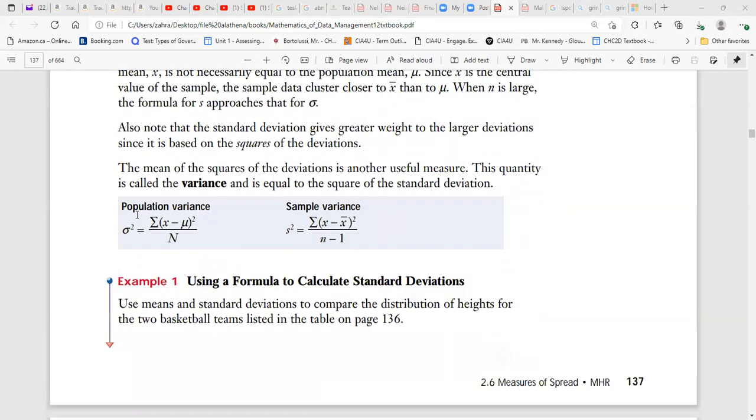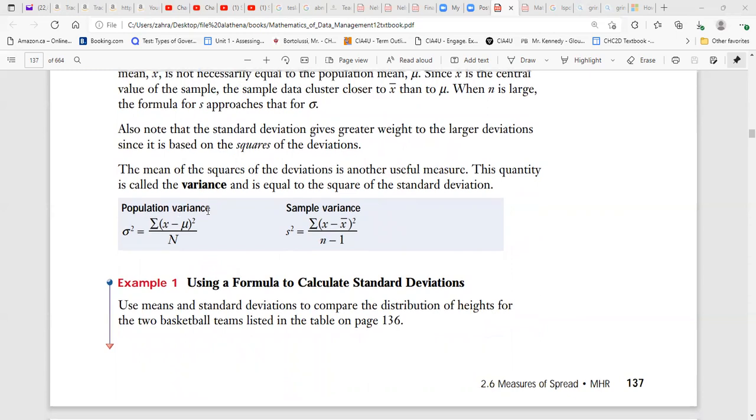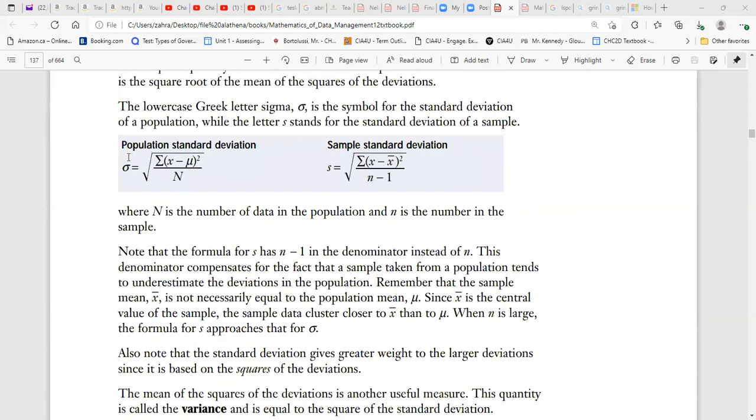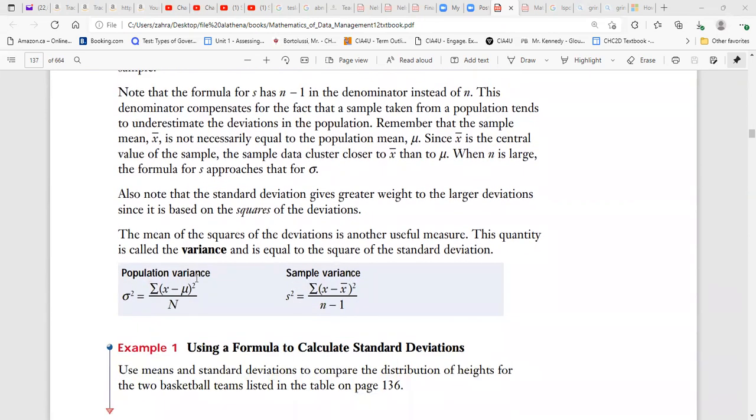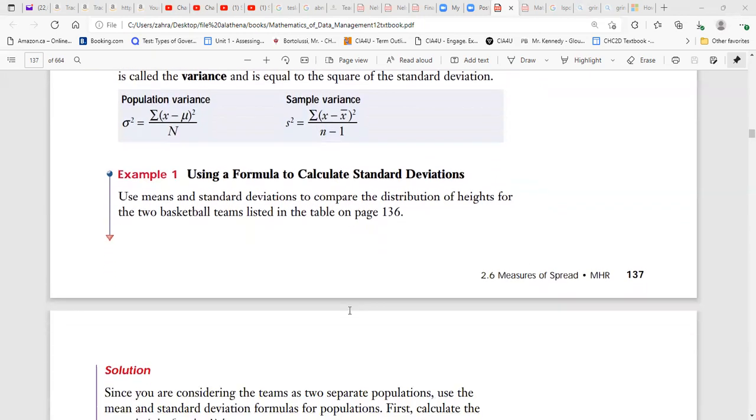Okay, so then let's talk about the variance. Variance is the same, but you raise it to the power 2, sigma power 2. The square root here will cancel. Sigma power 2 is your variance: summation of x minus mu to the power of 2, divided by n. And for a sample it is s power 2: summation of x minus x bar power 2, divided by n minus 1.